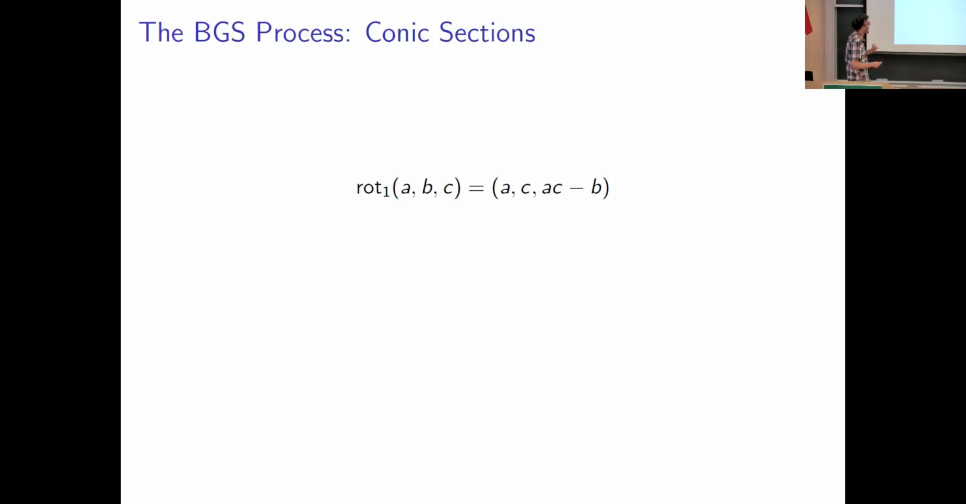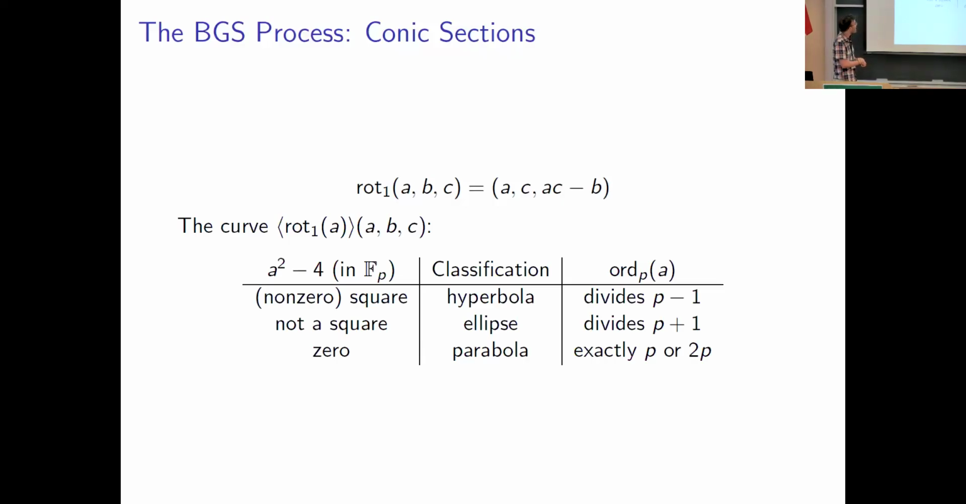Bourgain, Gamburd, and Sarnak looked at the rotation map, which is a Vieta involution plus a swap on 2 coordinates. It fixes one of the coordinates. And then if you do some more math, what you end up with is, based on this value of A, you get that these trace out conic sections. And you get hyperbolas of order dividing p minus 1. You get ellipses of order dividing p plus 1. And then some parabolas that have order exactly p or 2p.